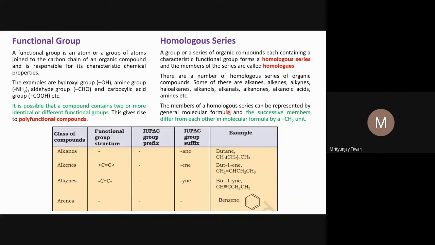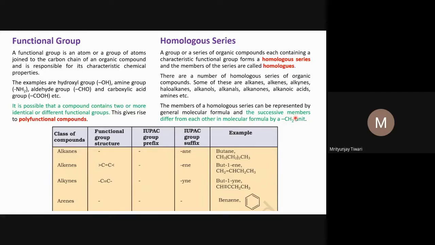If it is an alkane, it will have the general formula CnH2n+2. If you just change the value of n from 1, 2, 3, which is an integral value, you can keep changing the value of n and keep getting new organic compounds, new alkanes. Similar to that, all homologous series will have one common general formula.